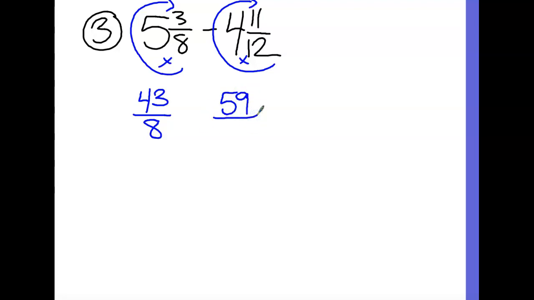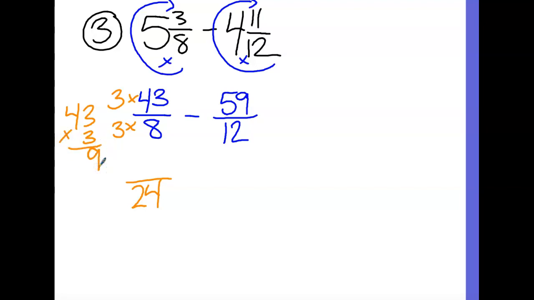And then my denominator here is, okay, what do we want to use for common denominator? 24. What do I have to multiply 8 by to get 24? 3. So I have to take the top times 3. Okay, I do it off to the side. 3 times 43, so 3 times 3 is? 3 times 4 is? 129.